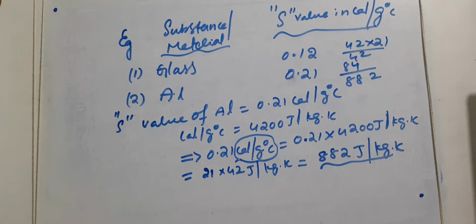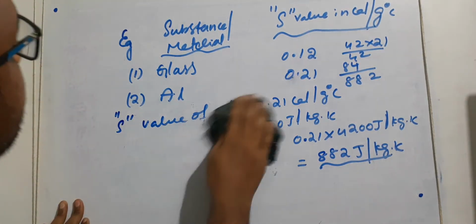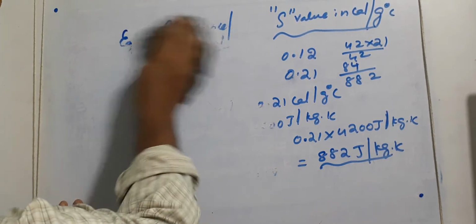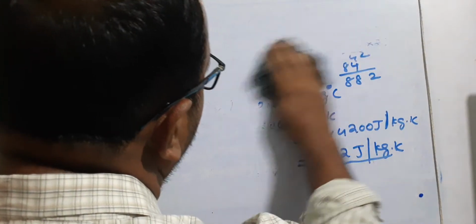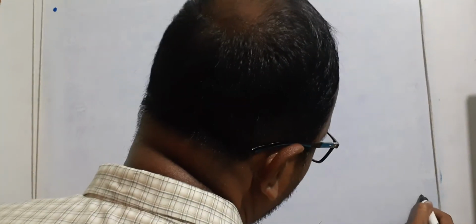So to convert a specific heat value from calorie per gram degree Celsius into joule per kg kelvin, just multiply it with 4200. In this way, you can convert the values. Specific heat depends on some factors. The first factor is the nature of the material of the substance. That is why different substances have different specific heats. Metals have lower specific heat and non-metals have higher specific heat.